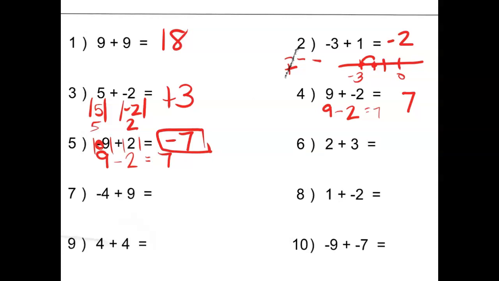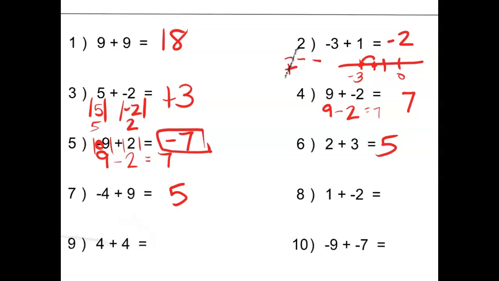Number 6, this is regular positive numbers, 2 plus 3 equals 5. Number 7, -4 plus 9. So there are two different signs. We have to find the difference, and the difference between 9 and 4 is 5. And 9 is a positive, so your answer is going to be positive.